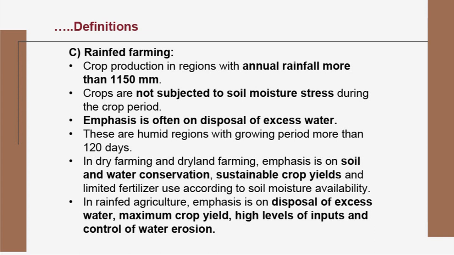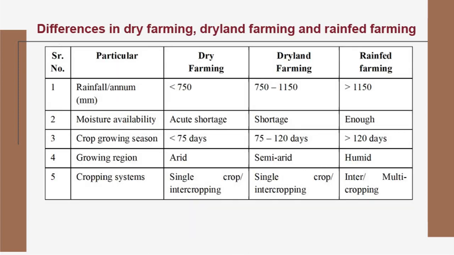Of course, it is not always there. Sometimes there may be drought, sometimes there may be floods in rain-fed areas also. But in general, there is not much deficit of moisture. Here, the excess moisture may be an issue. Therefore, one can use high yielding varieties. One can use higher doses of fertilizer also compared to the dryland areas.